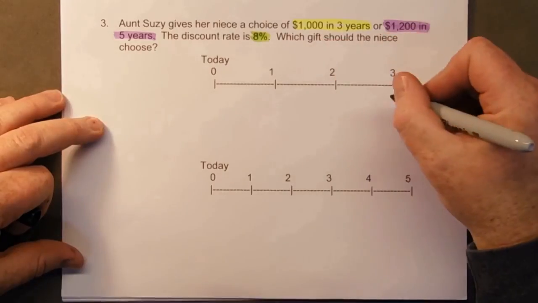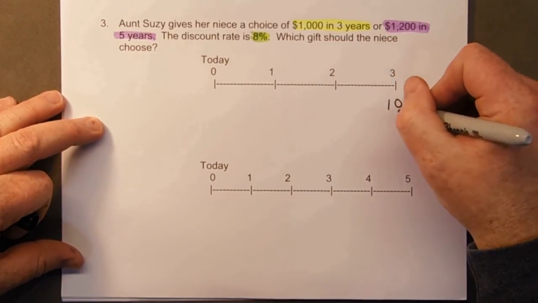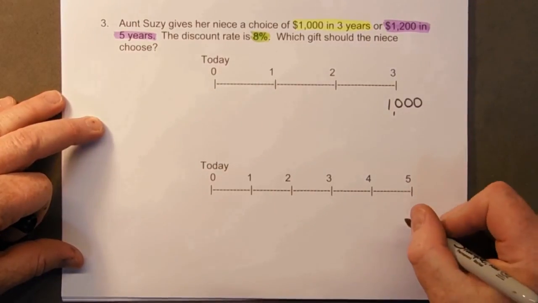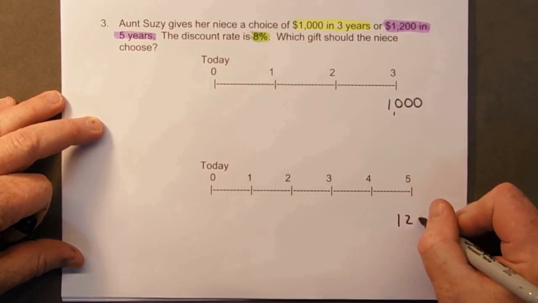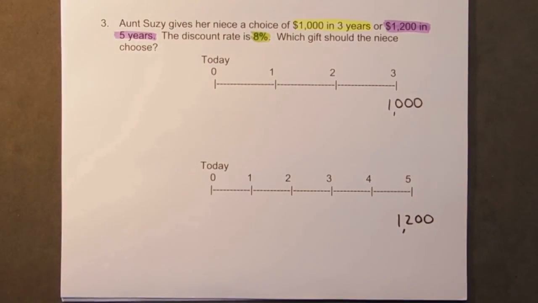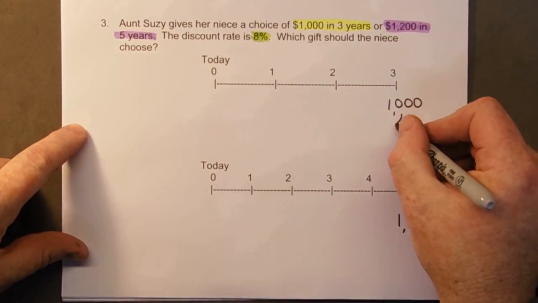So we're going to try to figure out which one her niece, Susie's niece, should pick. Should she take the $1,000 in 3 years or the $1,200 in 5 years? And what we're going to do is bring those back to today and see what they're worth at 8%.